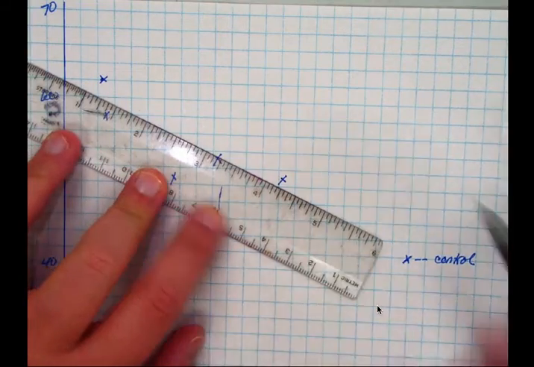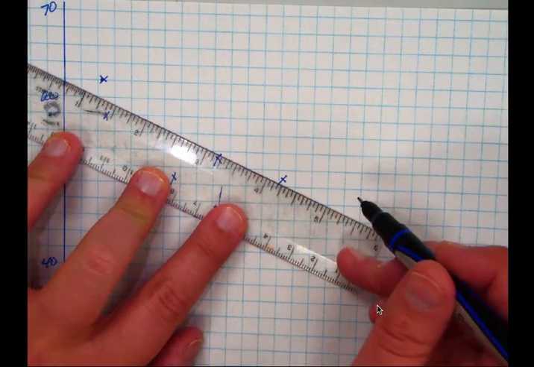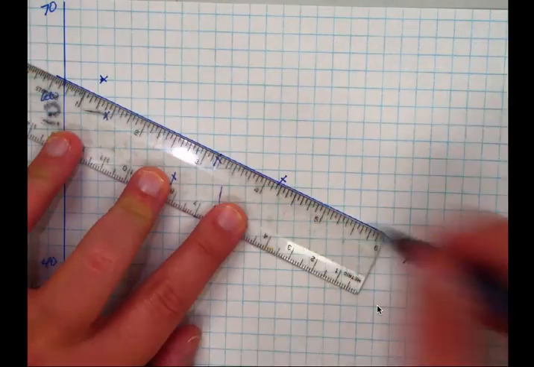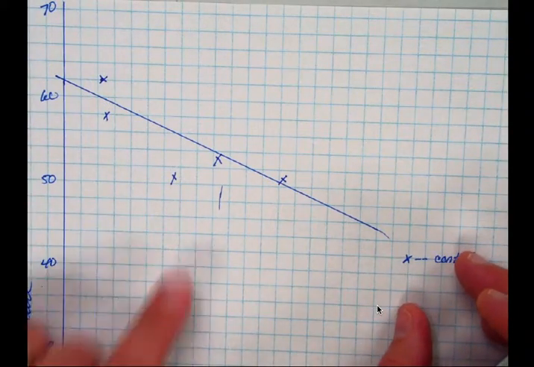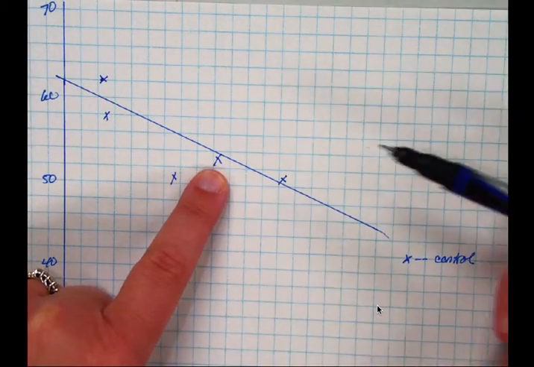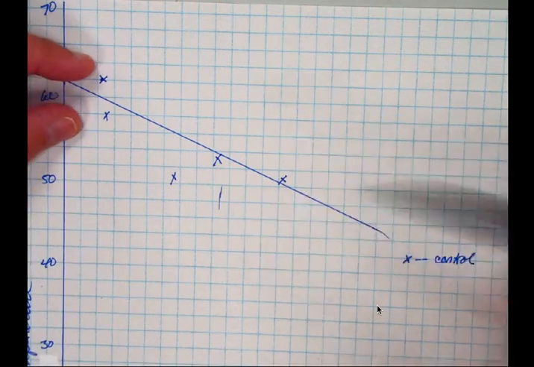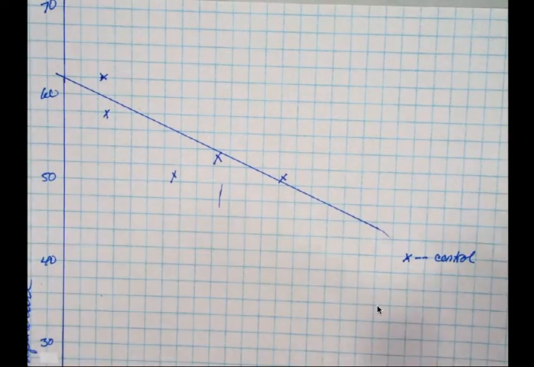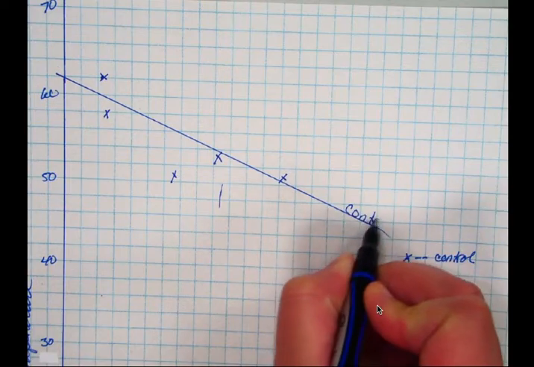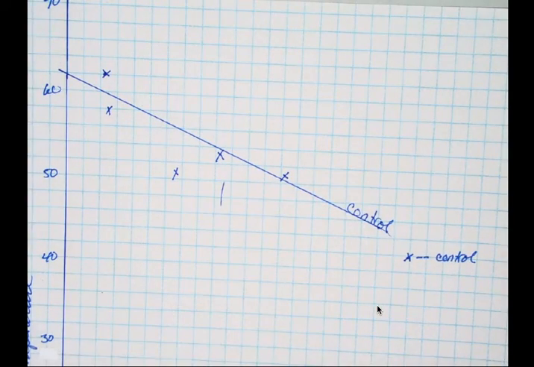And I'm going to kind of, still not going through them all, but I've got one almost below it, almost above it, and those are about equal spaced. So I'm going to label this one my control.